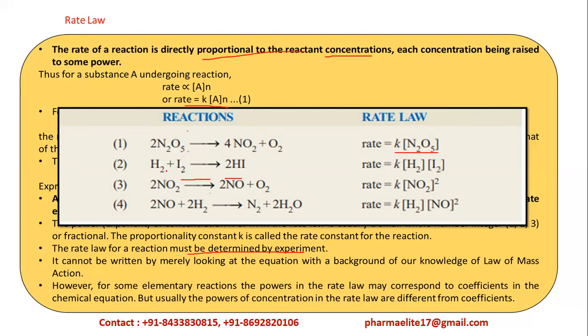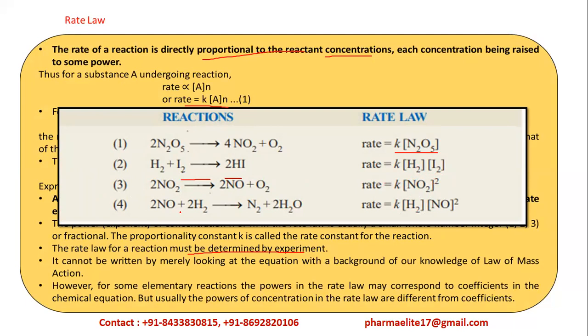So when H2 plus I2 react to form 2HI, here there are 2 reactants, so the rate law will be dependent upon the concentration of both H2 as well as I2. In the next case, when there are 2 moles of NO2 giving 2 NO plus O2, again the rate law is dependent upon the concentration of NO2 raised to the power 2. Because this is experimentally determined, you cannot just enter the values by balancing the chemical reaction.